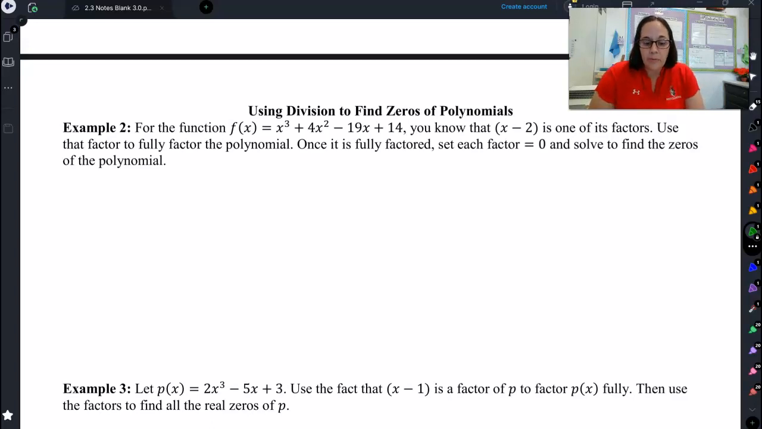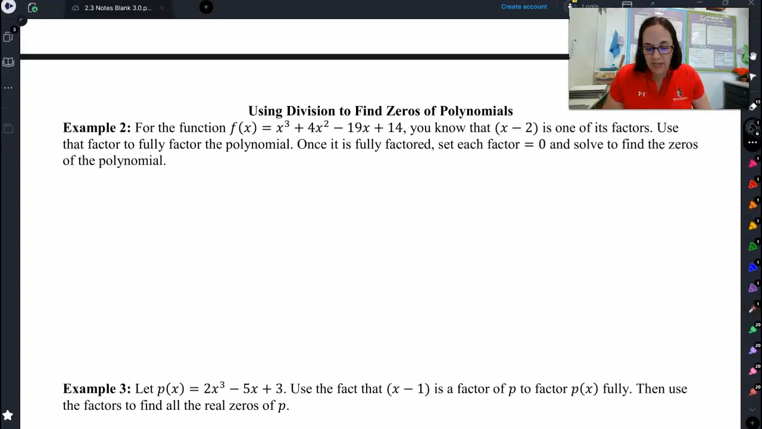Now, we talked about before, the goal of today's lesson is to fully factor a polynomial, because if it's written in standard form, it's not as easy to graph. So we want to take a polynomial written in standard form and factor it out all the way, because when it's in factored form, it's easier to find the x-intercepts, the end behavior, and graph it.